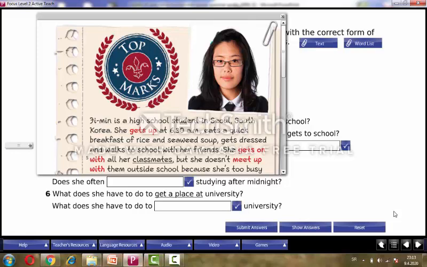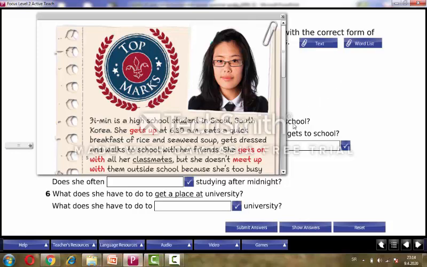Let's find out. There's a text, page 61 in your books, exercise 5, and it's actually the story about Korean schools from a teenager, just like you. So let's read the text together.